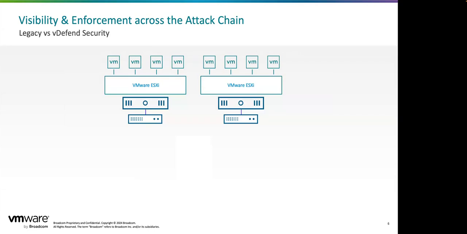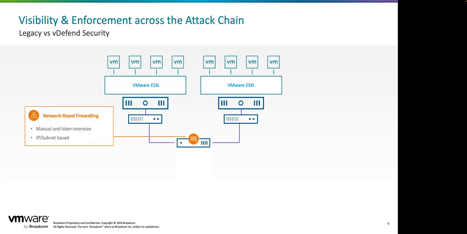Let's take a look at visibility and enforcement across the attack chain from the perspective of legacy type security solutions versus vDefend security solutions. In the legacy model, when you want to introduce firewalling, this is done using physical devices or devices that require you to move across layer 3 networks. This can often be very manual and labor intensive and requires you to build your policies based on IP addresses and subnets.